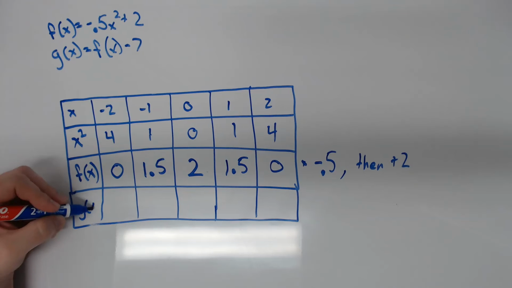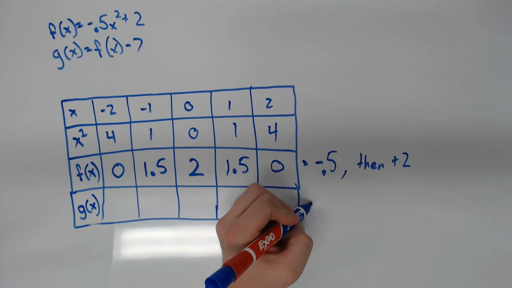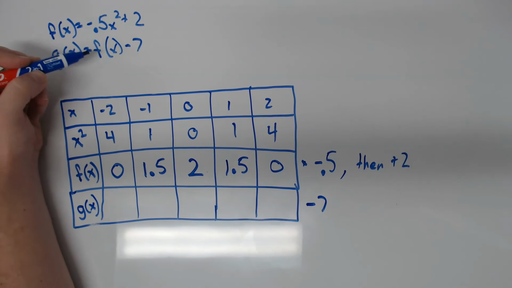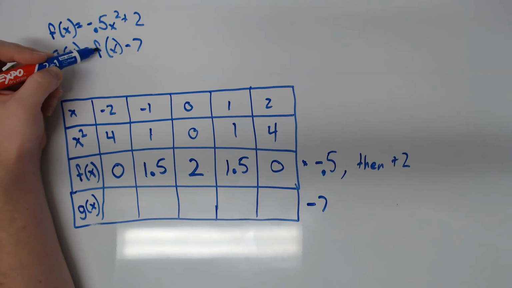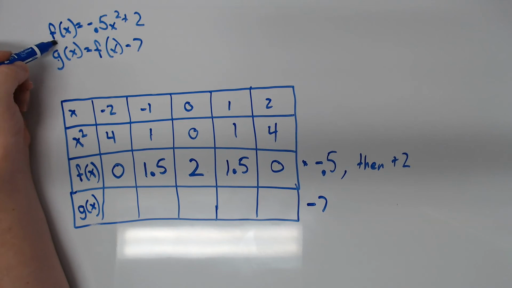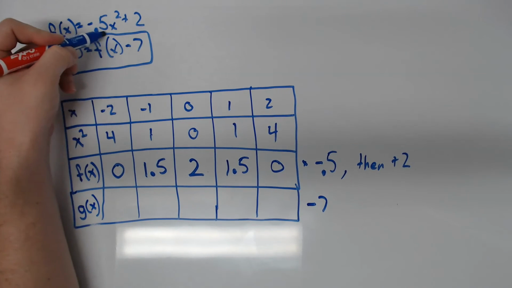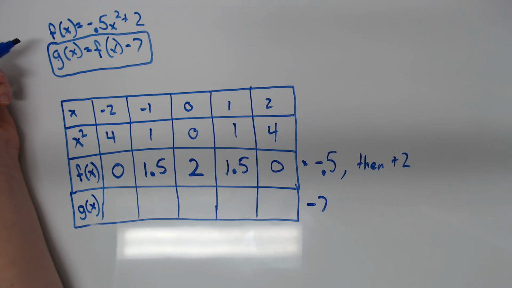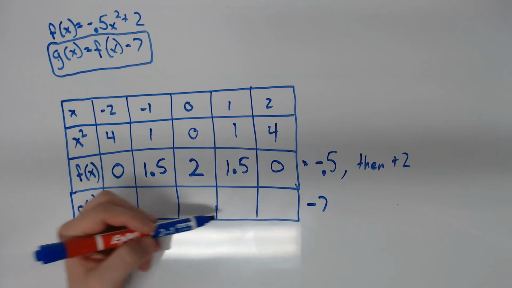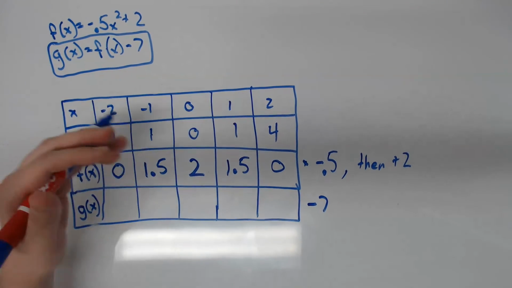g of x is just minus 7 from the previous one. So g of x uses f of x. It doesn't rely on just the parent function. It relies on what f of x was. So this is an interesting new way to use function notation we haven't done yet. This is kind of just, I would substitute f of x in here, but if I organize it in a table this way, I can kind of just do it step by step.